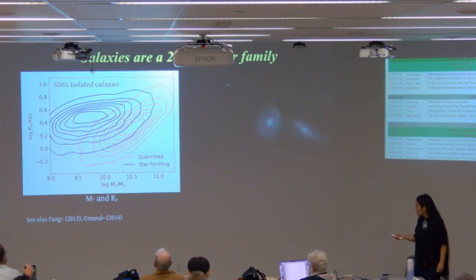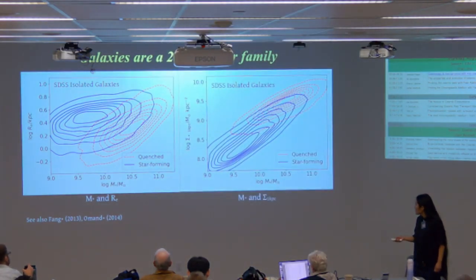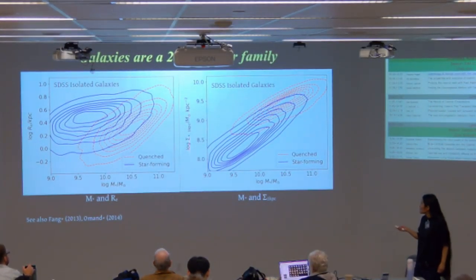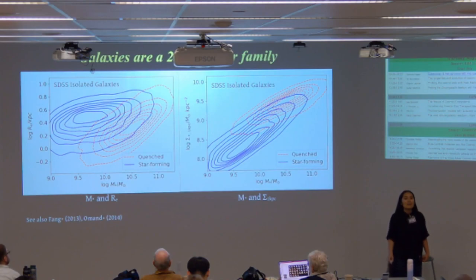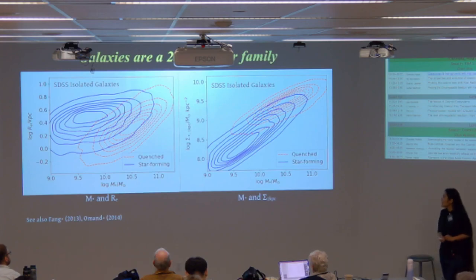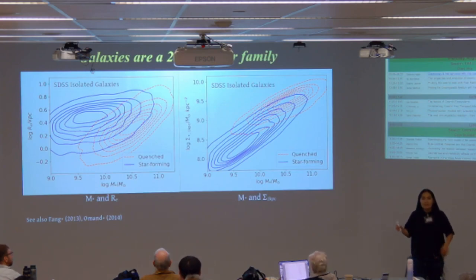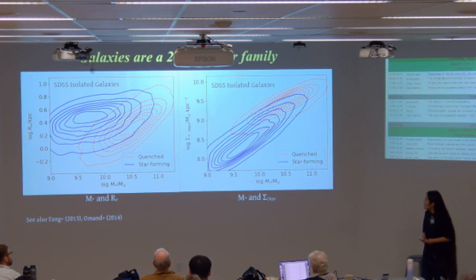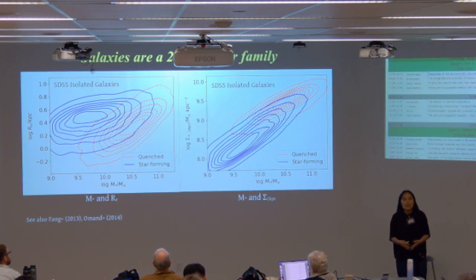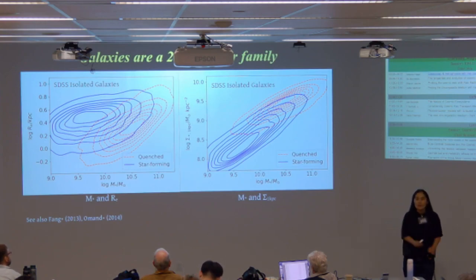We've also done the same thing for this quantity here, which is sigma 1. This is the density of stars within the inner kiloparsec. It's a quantity that I have been interested in for many years, and several of my colleagues as well. But basically you see the same thing, because this central density, for star-forming galaxies that have an exponential profile, is related to the radius. So star-forming galaxies are lower density and larger than quenched galaxies.